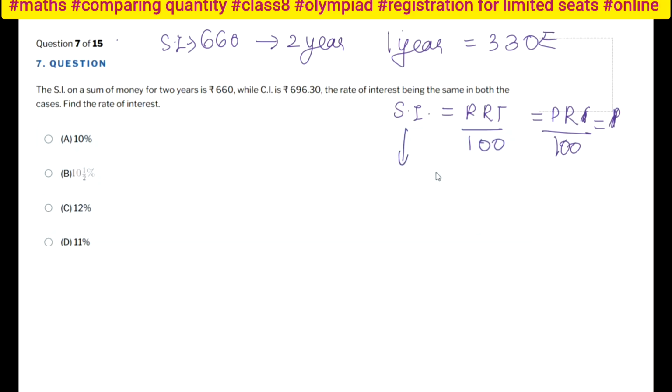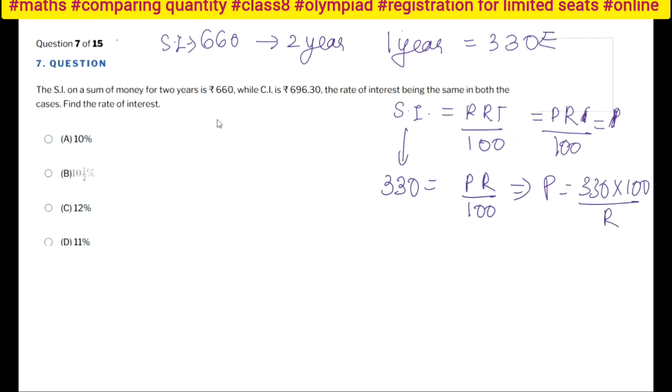See, this SI amount I am getting is 330, equal to PR by 100. Since this value I don't know, I can say P is nothing but 330 into 100 by R. Is this okay for the SI case?